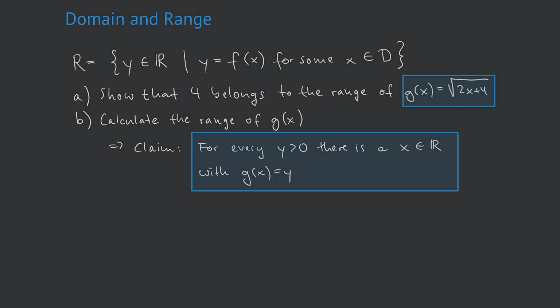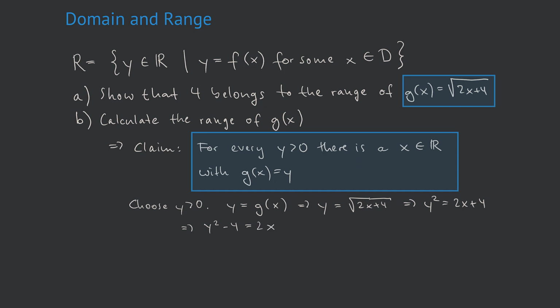Okay, let's get started. We start by choosing some general y greater than 0. And then we try to find a suitable x by simply setting this y equal to our function g. So we set y equals g of x and hope to find a suitable x. So that gives y equals the square root of 2x plus 4. If I square both sides of this equation, it follows y squared equals 2x plus 4. Now if I subtract 4 from both sides, I get y squared minus 4 equals 2x.